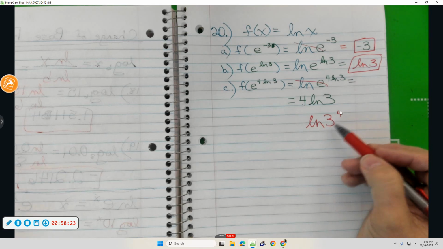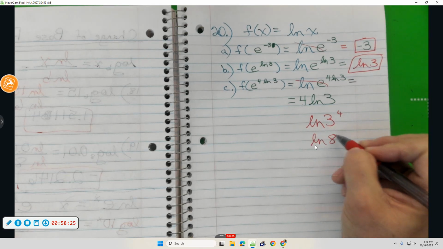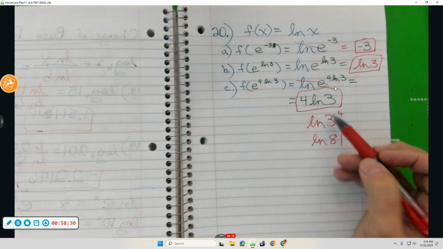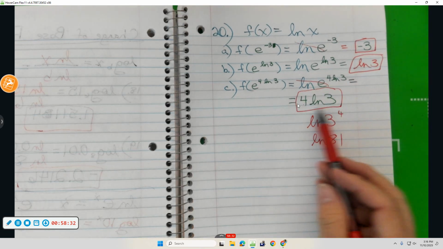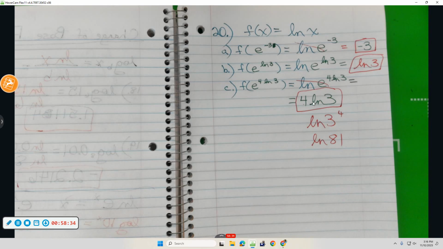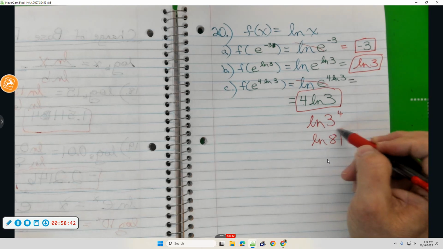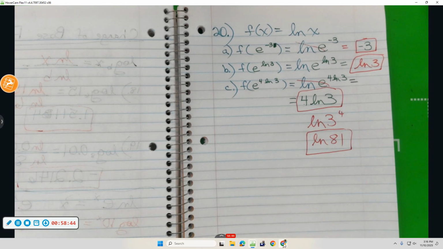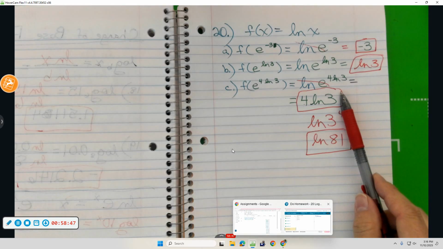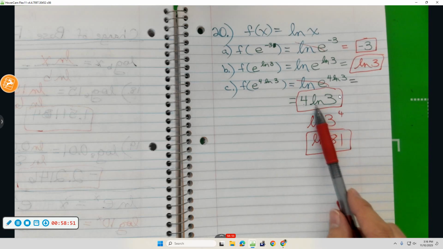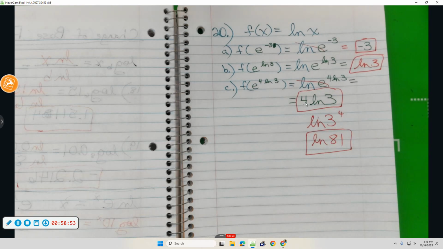Well, in this case, 3 to the 4th, I can do that in my head, 81, but they'd accept this. I like the smaller argument. I'd leave it like that, 4 ln3. But they'd accept ln 81. I don't think they'd accept it if you put just 3 to the 4th, but I think they'd accept either one of those. So if you're going to bring the 4 up, you've got to go ahead and expand it. My advice, leave it as 4 ln3.